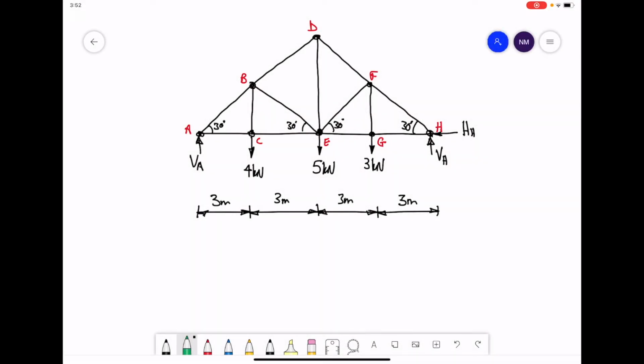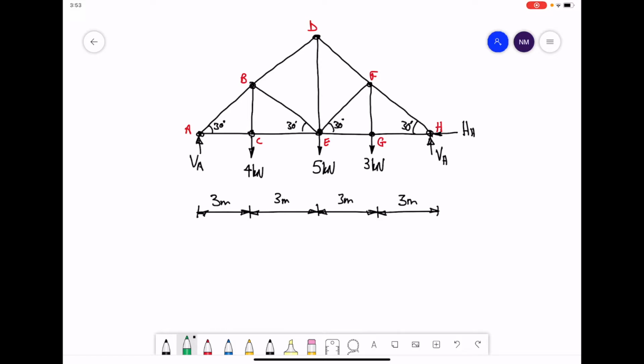For the next part, which is to calculate the forces in the members, in this problem we're only going to work out the force in 6 members: member AB, AC, CD, CE, BE and BD. For this we will do the resolution of joints method, resolving the forces at each of the joints.